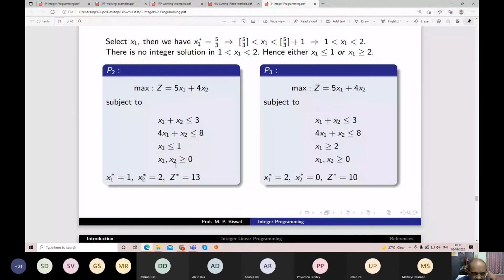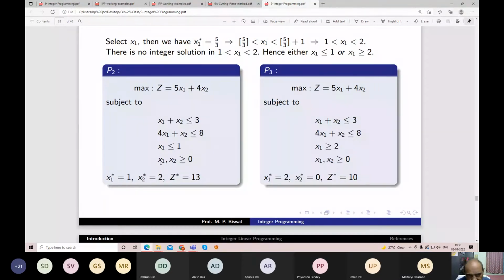If you solve the first problem, P2, we find the solution x1 equal to 1, x2 equal to 2, and z star equal to 13. P3: x1 equal to 2, x2 equal to 0. Once you have got an integer solution, no need of branching further. Similarly, P2 and P3, both we got integer. Now, if you compare P2 and P3, the problem is maximization type. Which one will you select? P2 or P3?